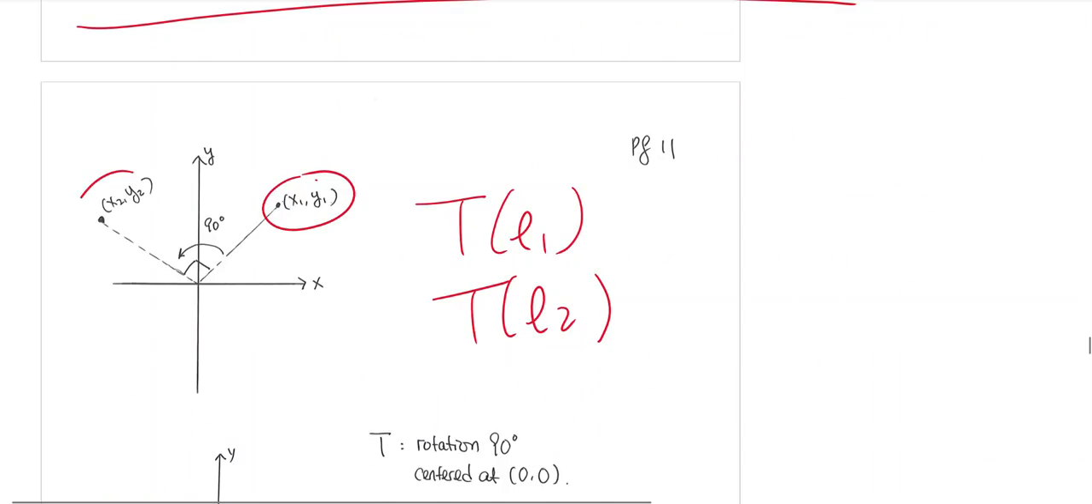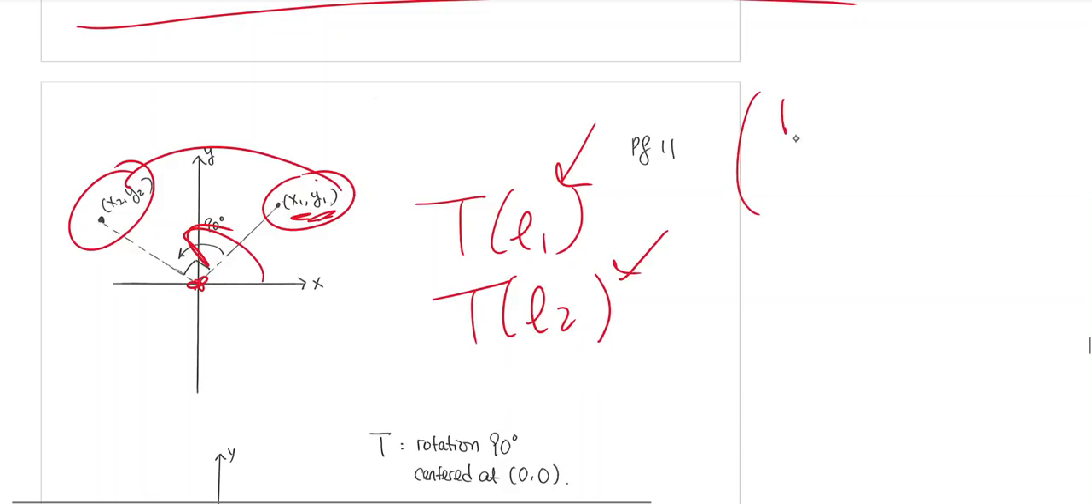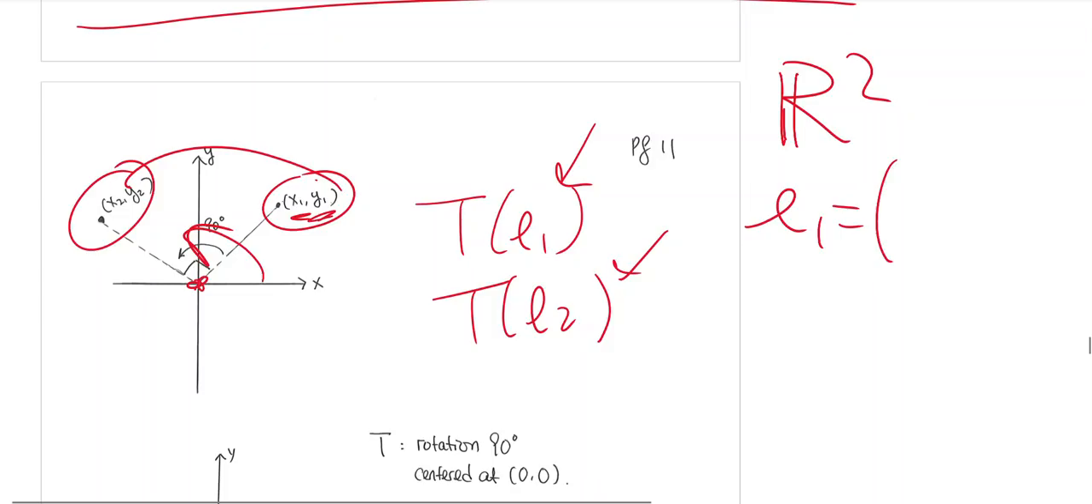All right. So for the transformation that rotates a picture by 90 degrees counterclockwise, centered at the origin, I actually do not need to know the change of every single coordinate. I just need to know what happens to T(e1) and T(e2). This is R2, so e1 is nothing but (1, 0), and e2 is nothing but (0, 1).